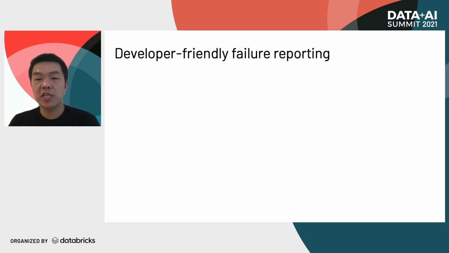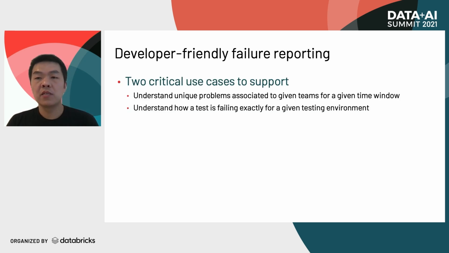Now we have all relevant information available, we need to organize the information in a developer-friendly way, so developers can consume it efficiently. In order to determine how we should organize different types of failures and information, we will need to look at how people will use those reports. In Databricks, we primarily have two use cases. The first use case is that we need to understand unique problems associated with a given team for a given time window. When engineers are on call, they need this high-level view to know what is going on and pick where to start.